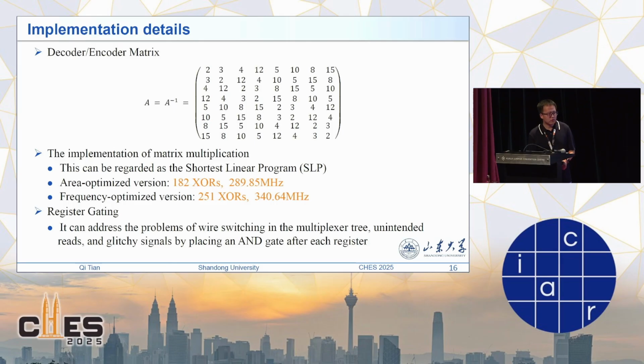In addition, we use register gating. It can address the problems of wire switching on unintended reads and glitchy signals by placing an AND gate after each register.